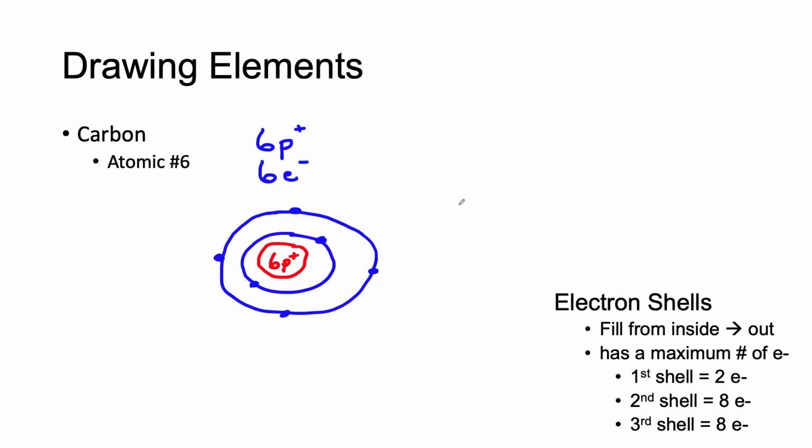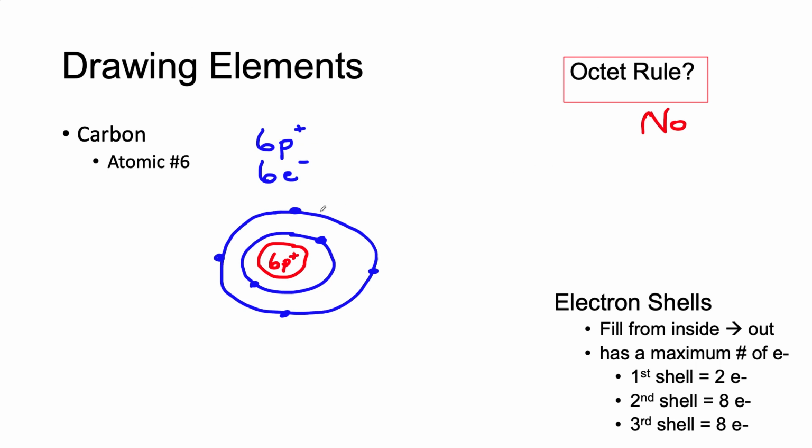Welcome back. Hopefully your drawing looks something like mine. So what I did is I put my 6 protons in the nucleus, and then I drew my first electron shell, and I put 2 of my electrons in there. Now remember, I have 6 electrons. So once I've drawn my first shell, I have to draw another shell. And in that shell, I put the remaining 4. So does this guy fulfill the octet rule? No.